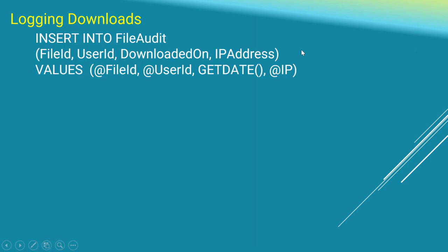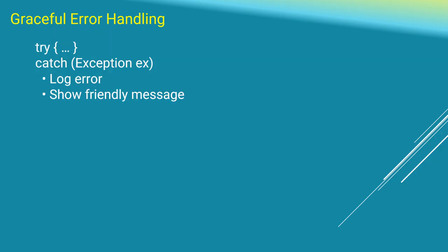Network hiccups or missing files happen. Wrap the download logic in try catch, log the exception, and display a user friendly alert instead of a yellow screen of death. Block anonymous HTTP requests that bypass your download handler by adding a location element for the uploads folder.